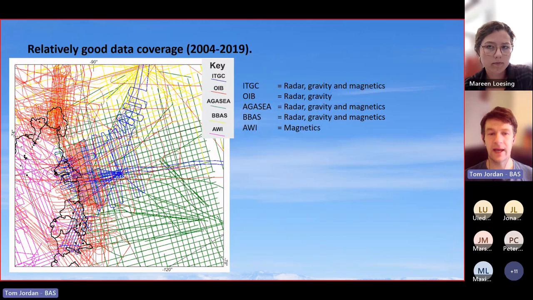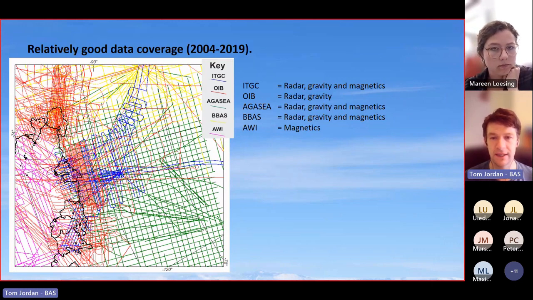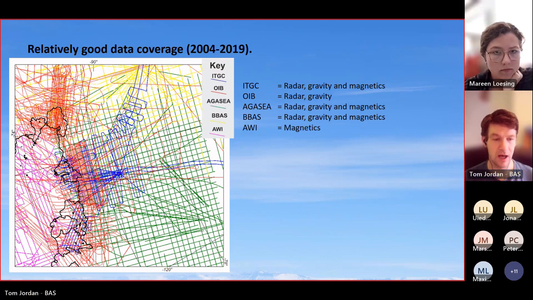So how did we go about creating a geological sketch map? Well, the area's actually got relatively good data coverage. We've been studying this area from 2004 through till the last data for this project was collected in 2019, from various different national and international programs. Not all programs collected all kinds of data. For example, Operation Icebridge, which has red lines with fantastic high resolution data coverage, didn't have magnetic data on board. So some of the geological interpretations are limited by lack of data in places.